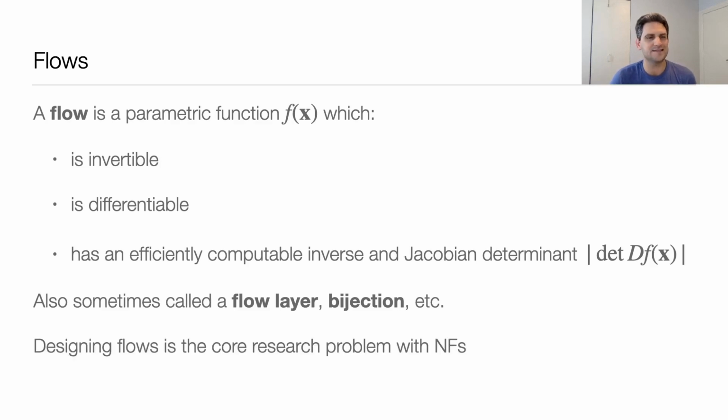And indeed, designing and constructing these flows is the core research problem for normalizing flows, okay? So how do we construct a flow function that is sufficiently expressive and complex that it can transform a sample of images into Gaussian samples? So the first thing that we need to point out is that we're not going to do it in one monolithic flow, or at least we don't have to. If we could, that'd be fantastic, okay?